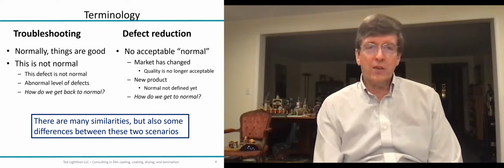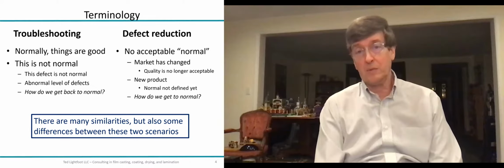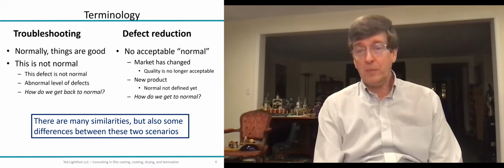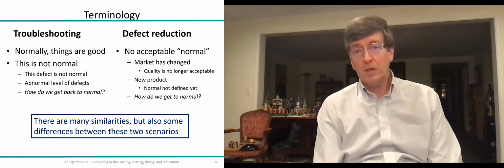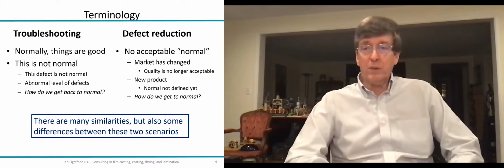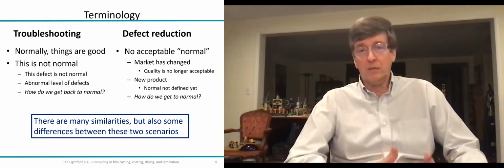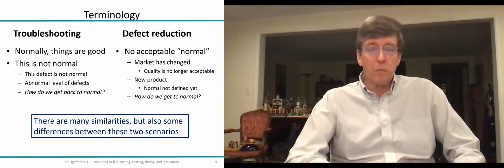Defect reduction, on the other hand, is when there isn't an acceptable normal. Normal is not acceptable. And often that happens because market expectations change and the quality you've been selling for years is no longer acceptable. The other place that always comes up is new products. First time you bring a new product into the plant, you almost always have a whole bunch of defects in the film. Well, you've got to get rid of them. You've got to figure out how to make a high quality product.